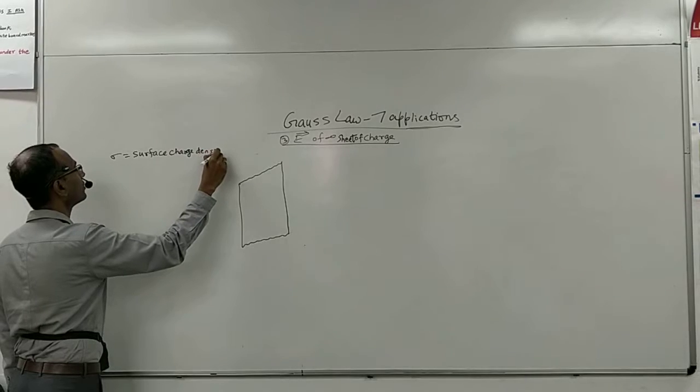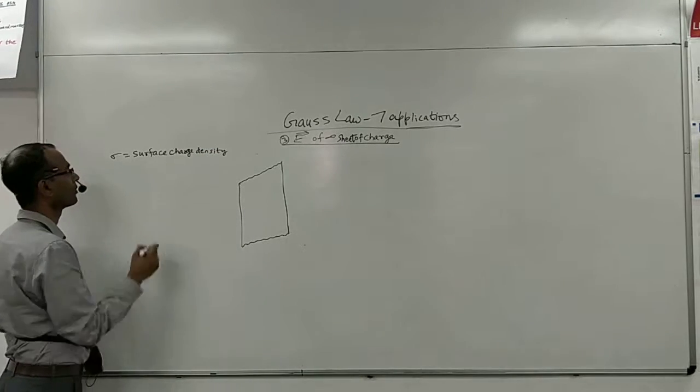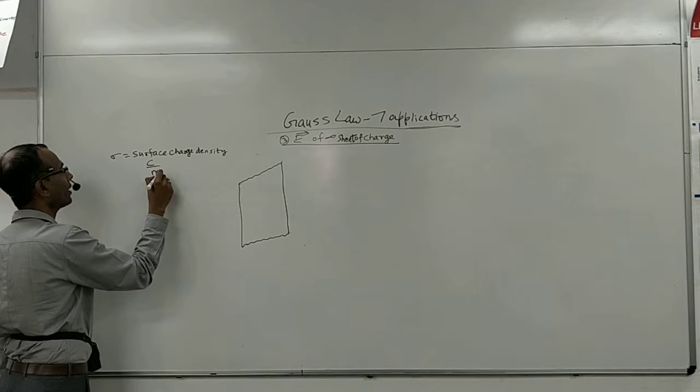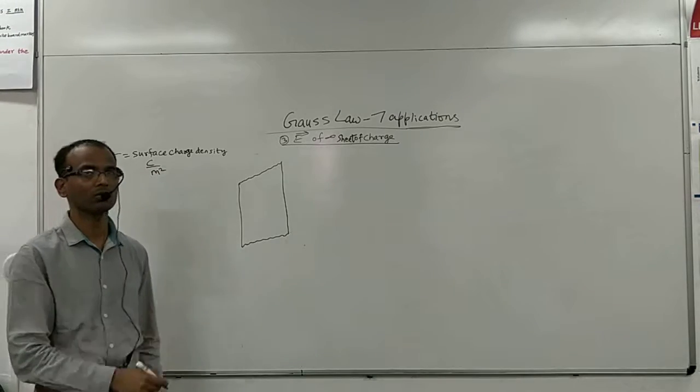Linear is length. So it will be coulomb per meter square. Okay, so we'll continue this next class.